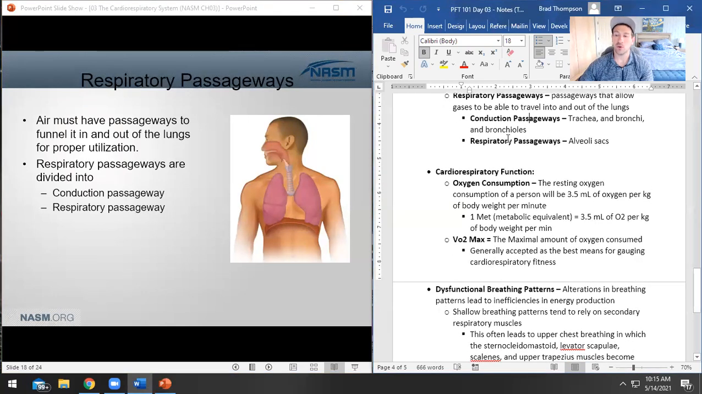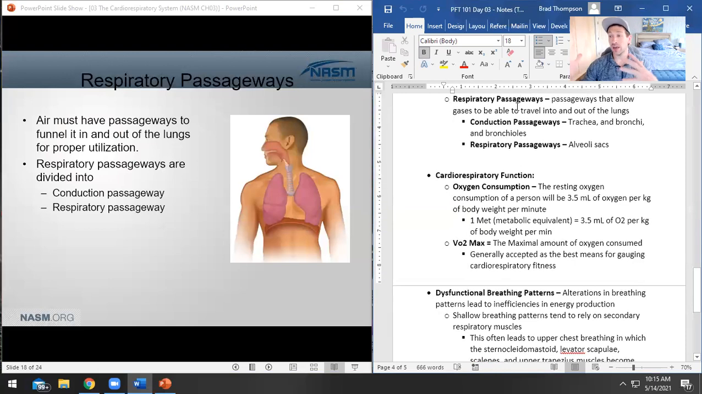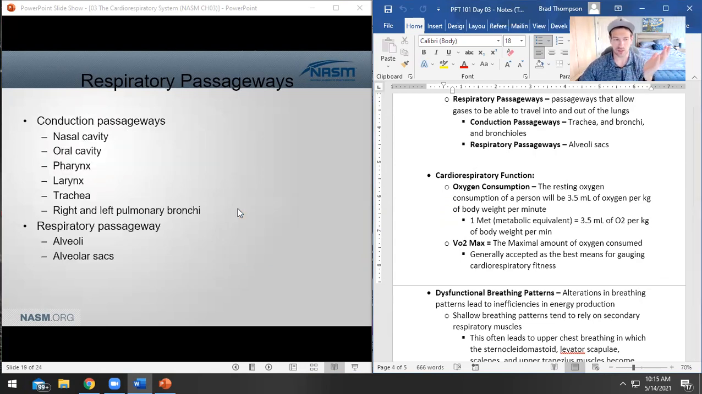Now, so that's your respiratory pump. Those are all the things that are creating these areas of high and low pressure. They're pumping oxygen into and out of the lungs. Well, we also have our respiratory passageways. Our respiratory passageways are passageways that allow gases to travel into and out of the lungs, right? So there's sort of two aspects of this. There's the conduction passageways, and then there's the actual respiration part of things.